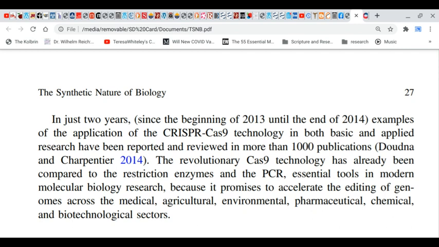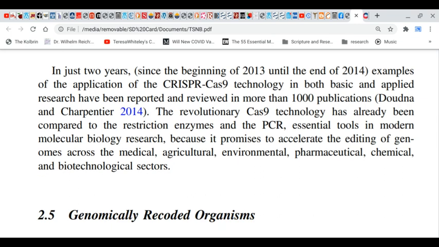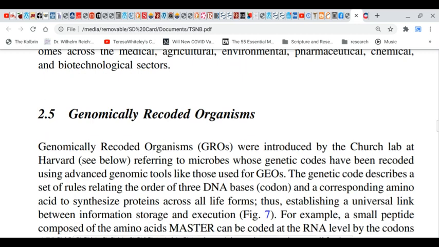The revolutionary Cas9 technology has already been compared to restriction enzymes and the PCR, essential tools in modern molecular biology research, because it promises to accelerate the editing of genomes across the medical, agricultural, environmental, pharmaceutical, chemical, and biotechnological sectors.